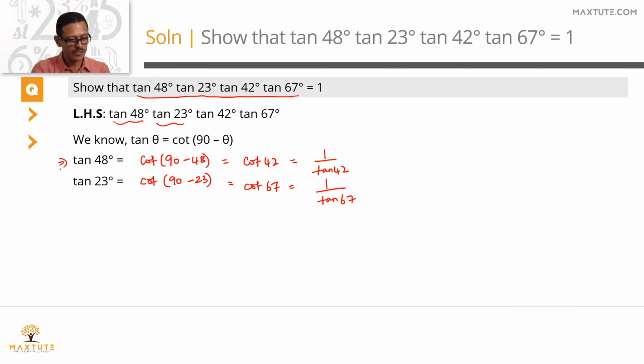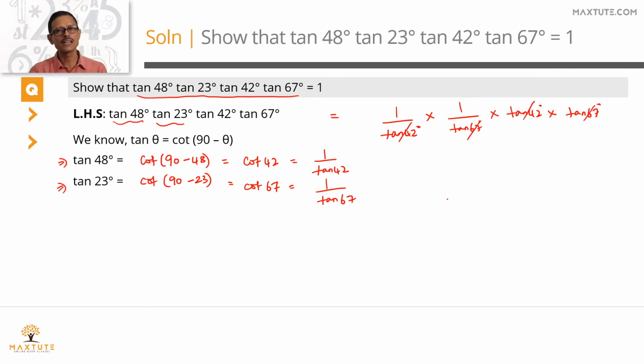Let's plug in values of tan 48 and tan 23 as 1 by tan 42 and 1 by tan 67 in this equation. So this expression is going to become 1 upon tan 42, which is tan 48, times 1 upon tan 67, which is the value of tan 23, times tan 42 times tan 67. Right? All of these are degrees. These two will get cancelled. These two will get cancelled to leave us with 1 times 1, which is equal to 1. Which is the RHS.